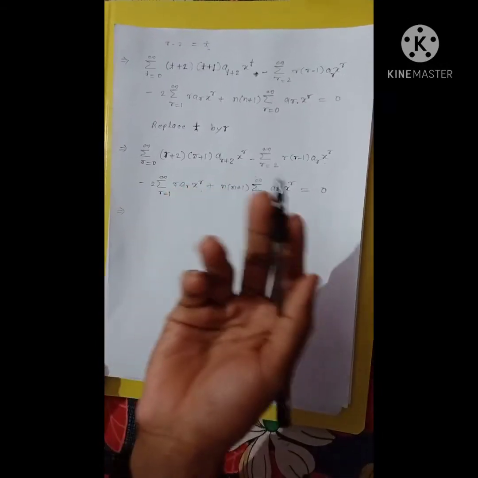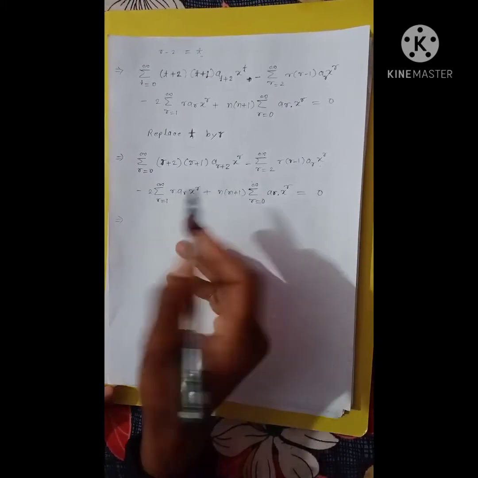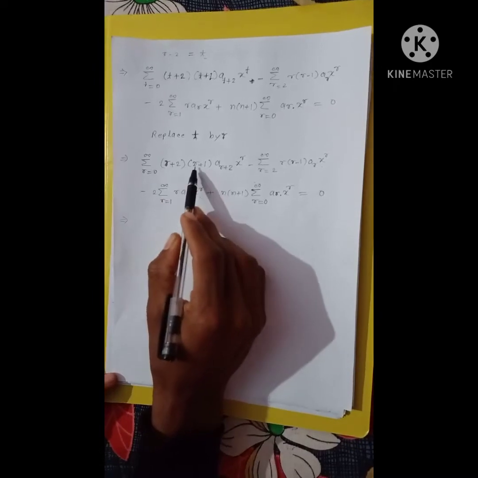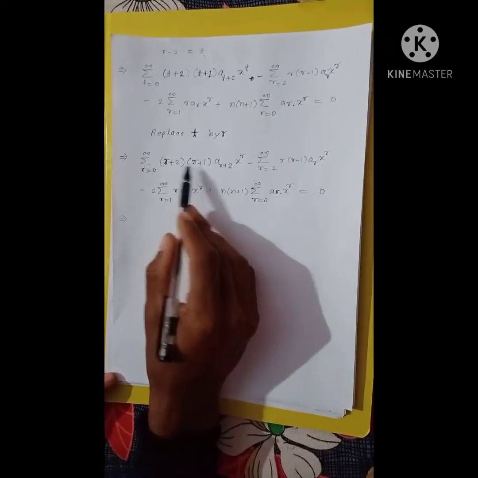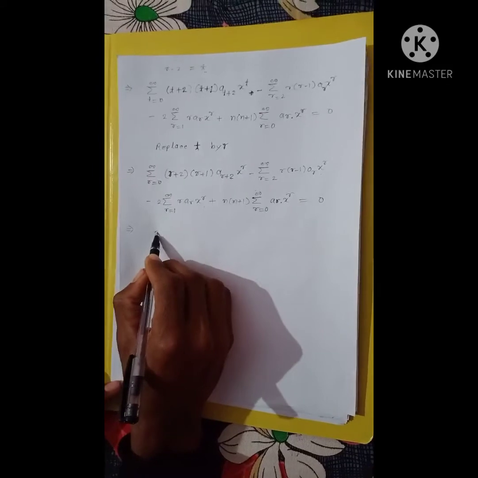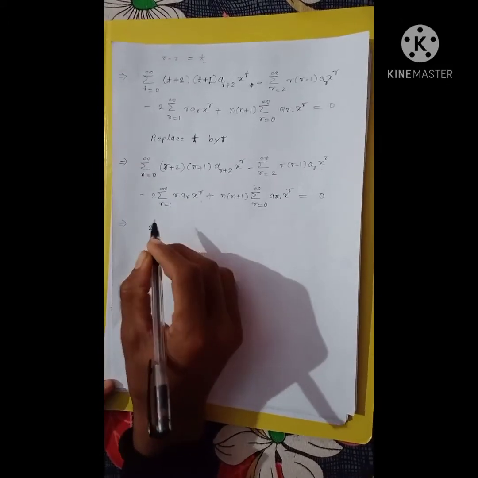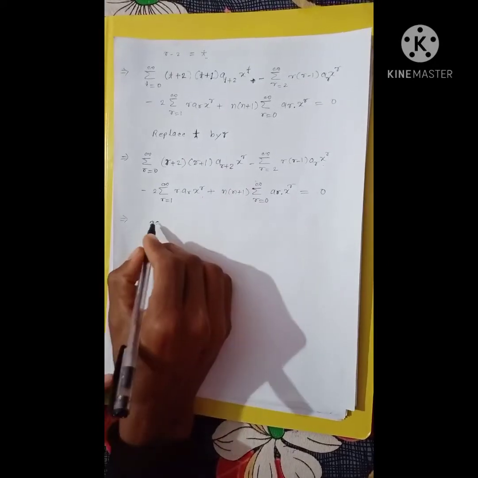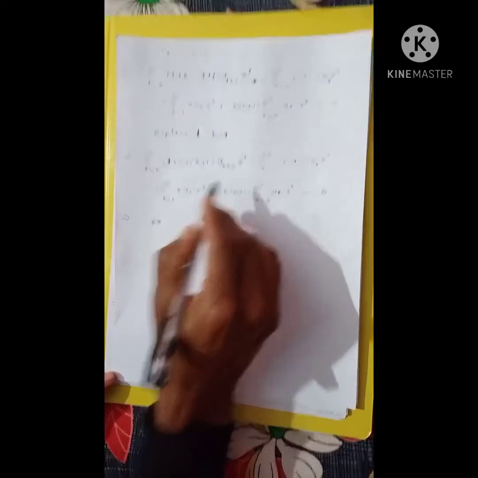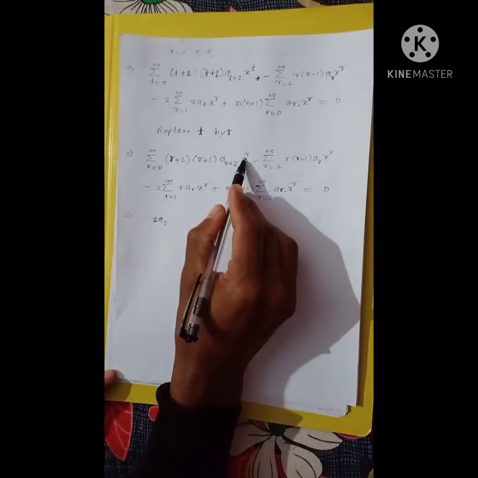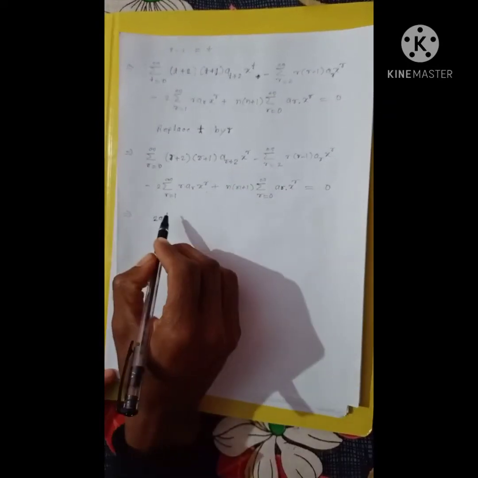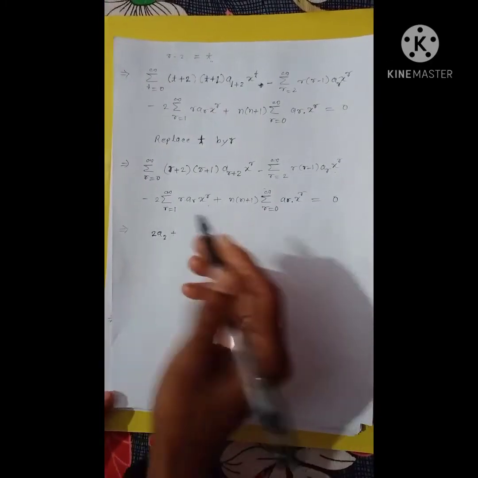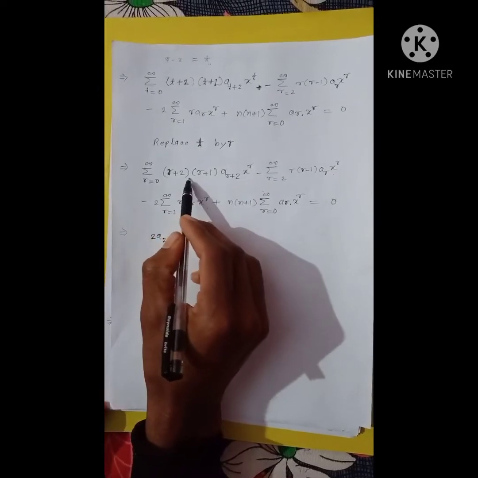When r is equal to 0, then we get 0 plus 2 becomes 2 and 0 plus 1 becomes 1. So 2 into 1 into a2, since 0 plus 2 is 2, and x to the power 0 becomes 1. So 2a2, plus we put r equal to 1 in this summation.